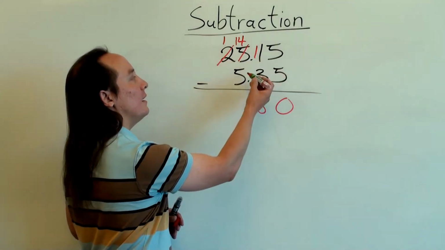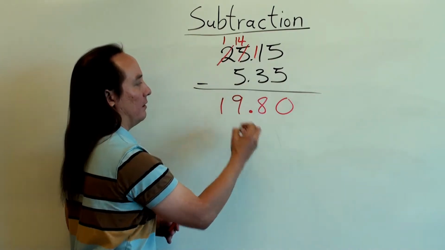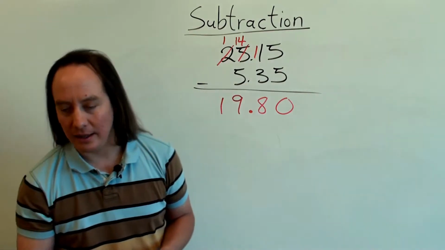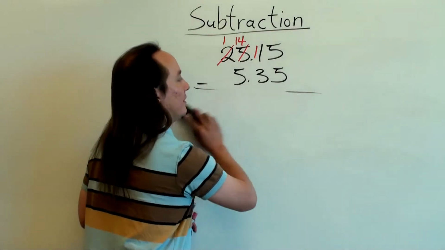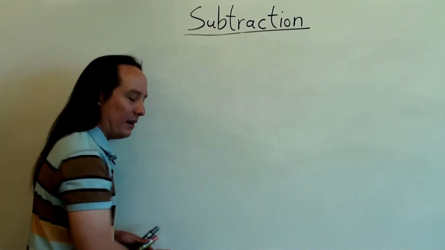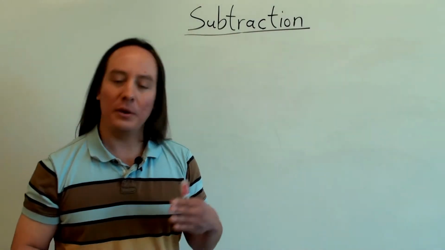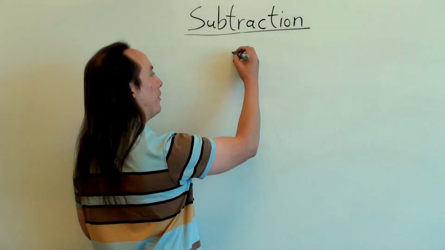So 14 minus 5 is 9. And then 1 minus nothing is 1, so 19. So we get 19.80, okay? I wonder if you got that one right. Hope you did. Again, it's practice. It's familiarity with numbers, and it's following the correct steps. Okay, we have a few more to go.